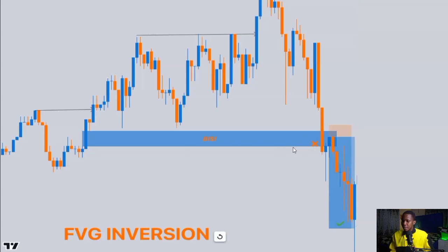So this BC can serve as a supply zone for you to take a trade down to the downside. Can you see how market broke and came back here now, took it as a supply to sell down to?